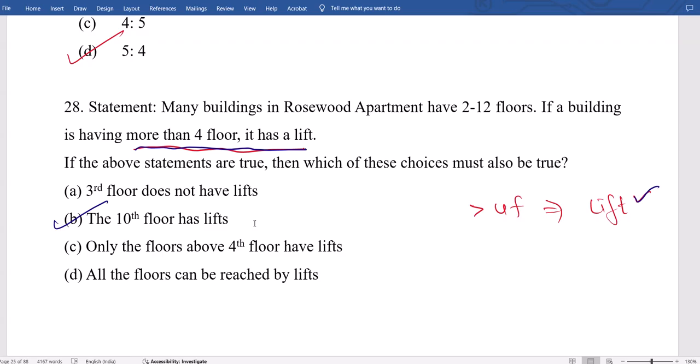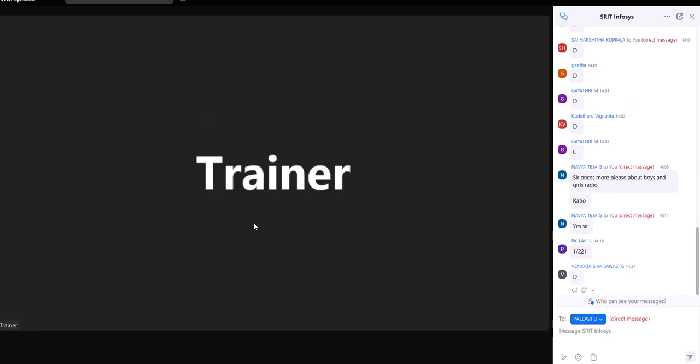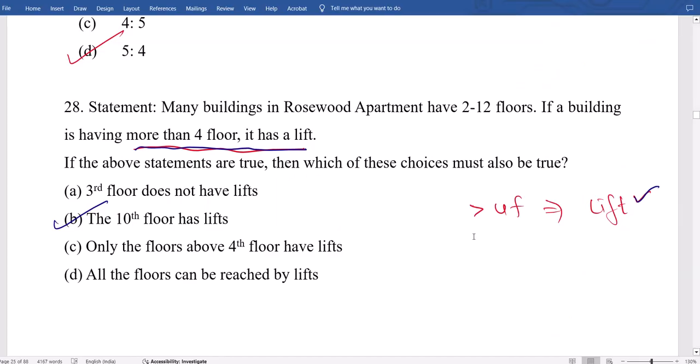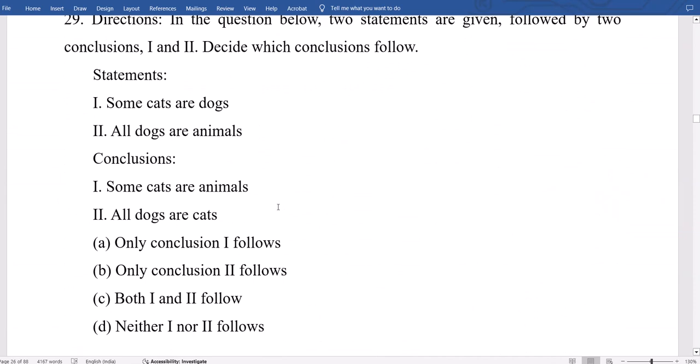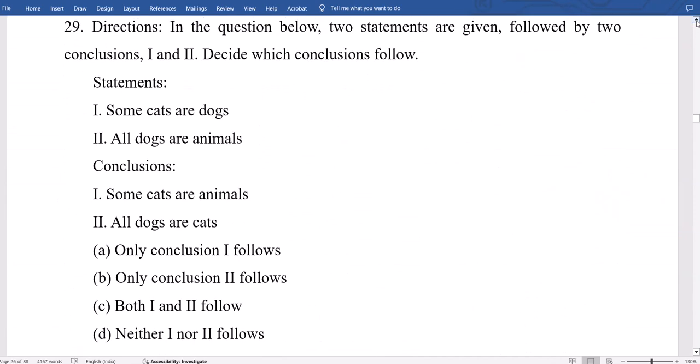Yeah, let's see the next question then. We need to discuss more related to puzzles. Many people are feeling that puzzle related questions are a bit tricky, so we'll address that as well. So what about this question? Syllogisms related question.